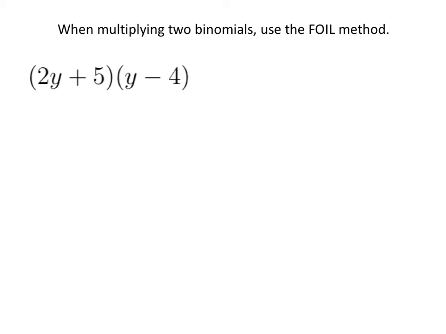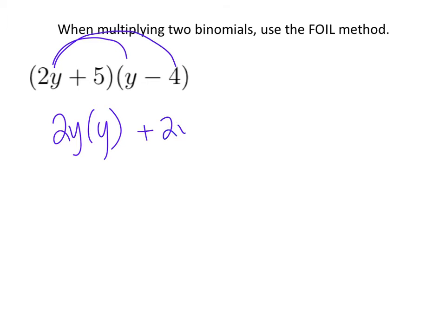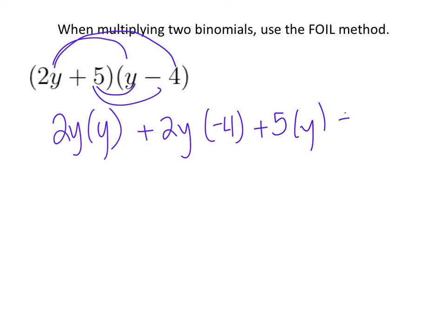We'll do a few more examples, and when you're multiplying binomials, I suggest you do draw these rainbows just because it helps you to make sure that you're not leaving anything out. So I'll say, okay, first, outside, inside, last. First terms are 2y and y. Outside, plus 2y times negative 4. Inside, we'll have 5 times y. And then last, we'll have 5 times negative 4.